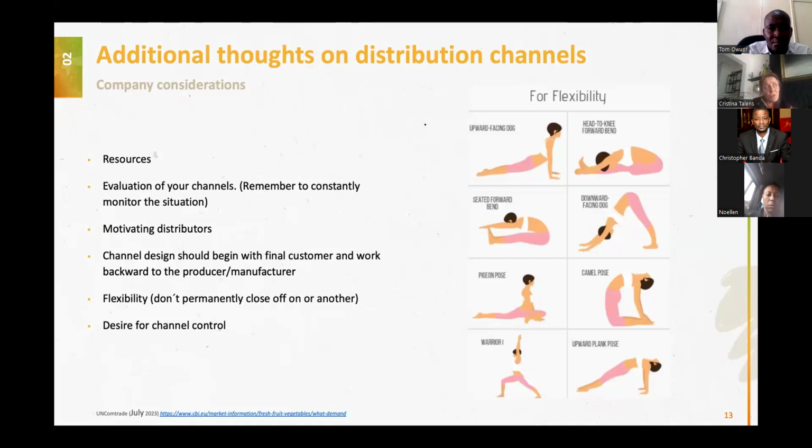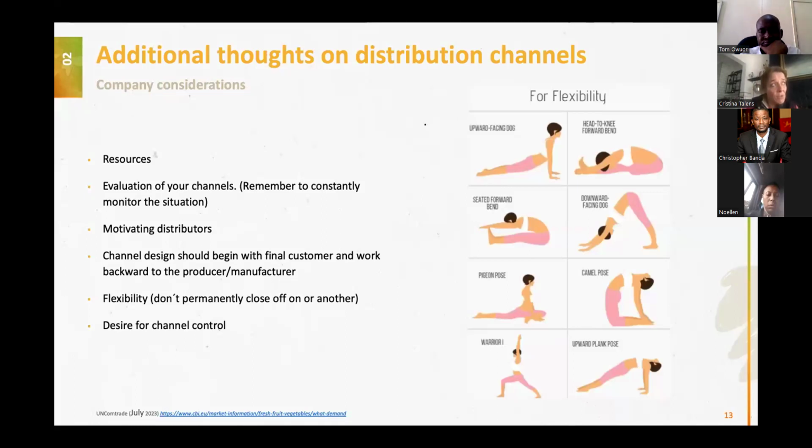Evaluate your channels. So just remember to constantly see who is doing what in the supply chain. So monitor the situation. Is the quality still getting to the retailers on time, in good shape? Is the product getting to the retailers on time? Are they able to sell the product for you? Are they able to fulfill the product for you? All of those things you need to evaluate constantly, because it can cost you customers.